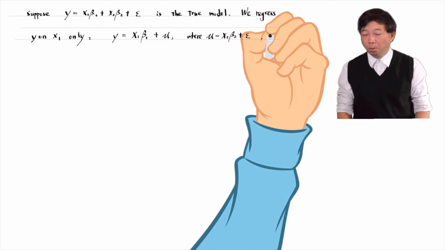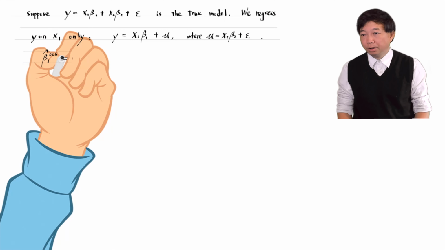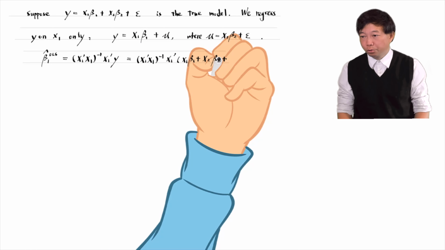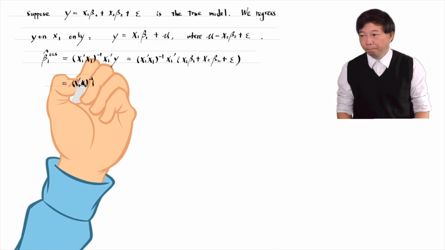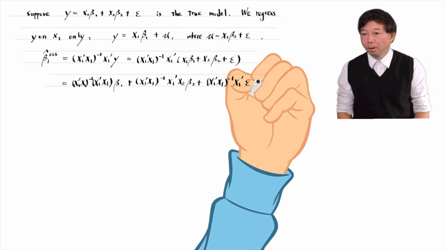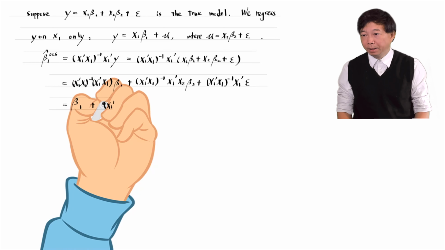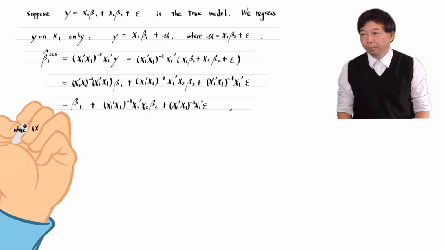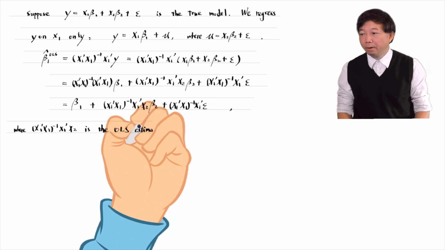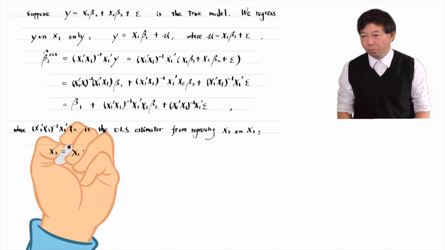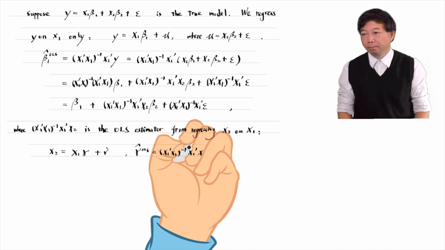We write down the OLS estimate for the coefficient of x1 in matrix form and replace y with the true relationship. Beta 1 hat contains three terms. The first term is the true value, beta 1. Let's focus on the second term. Part of it is the OLS estimator from regressing x2 on x1, gamma hat.